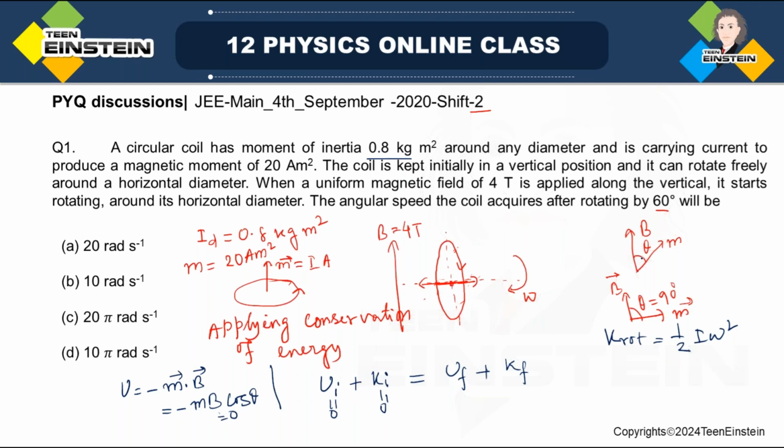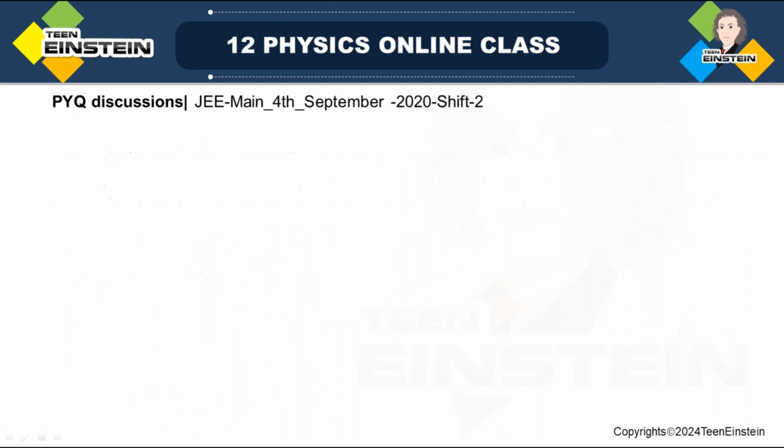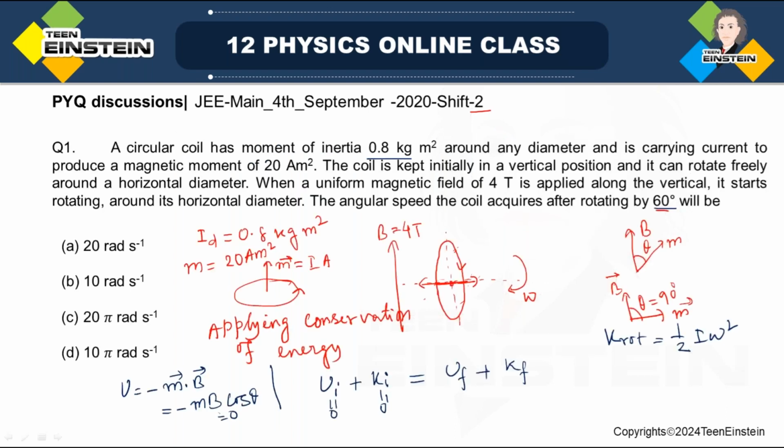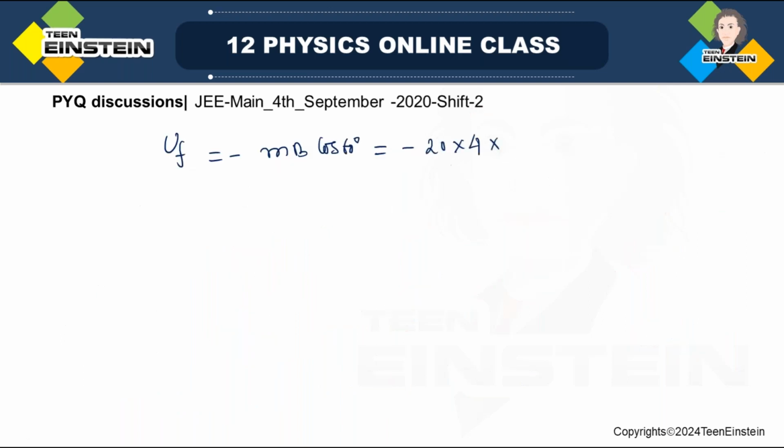So what is the final potential energy? We have been given a configuration: theta is equal to 60 degrees. So the final potential energy will be minus m b cos of 60 degrees. What is this m? M is given as 20. What is b? B is given as 4 Tesla, and cos 60 degrees is half. So this gives minus 40. This is in terms of energy, and the unit may be written in joules.